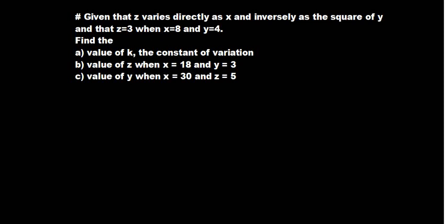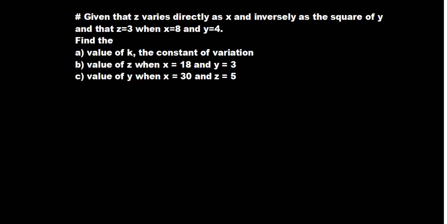Okay, so we go over variation. The question says, given that z varies directly as x and inversely as the square of y, and that z is equal to 3 when x is equal to 8 and y is equal to 4. We first of all have to find the value of k, which is the constant of variation in this case.